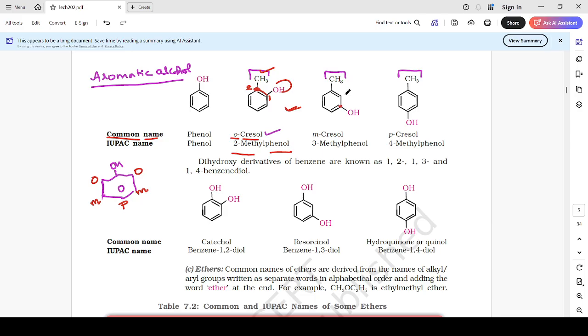To the OH, this is ortho, this is meta. So I say it is metacresol. Number it 1, 2 and 3, 3-methyl phenol. This is para, so I call it paracresol. 1, 2, 3, 4. So we call it 4-methyl phenol. Clear?